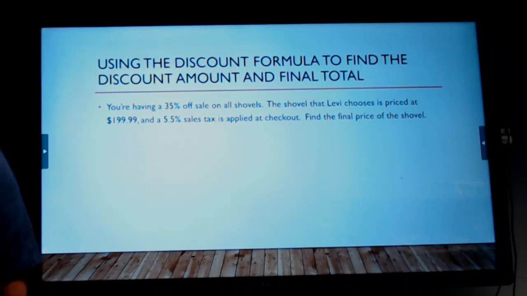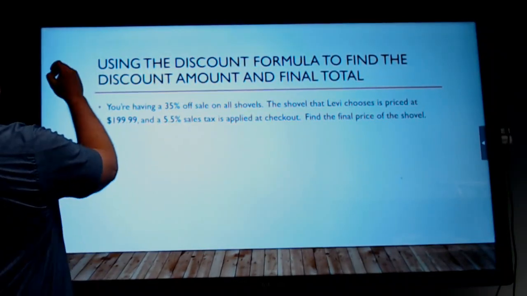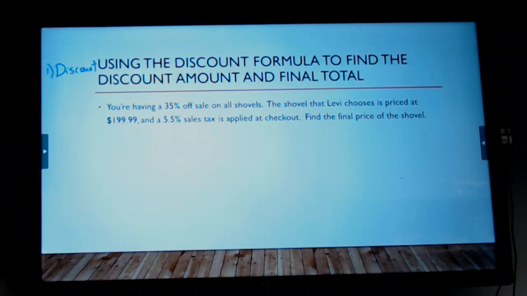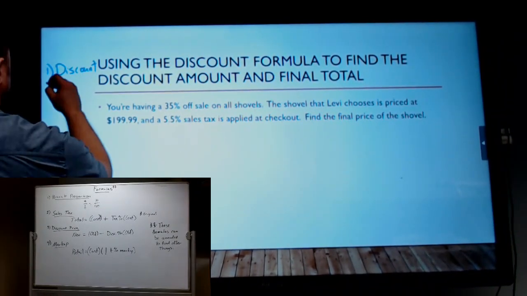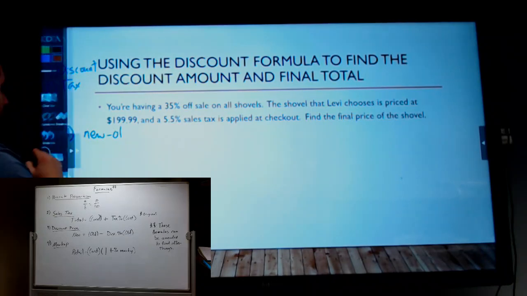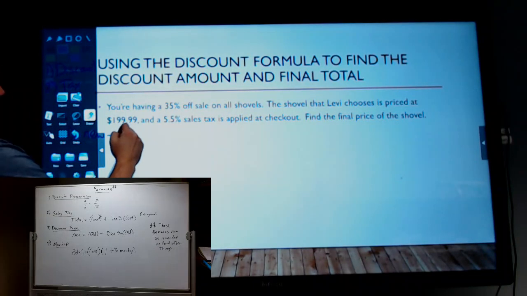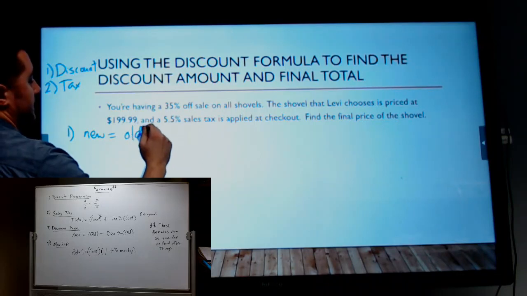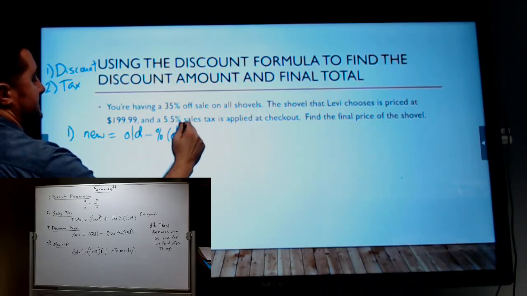Okay, so you got to do two things with this one. The first thing you have to do is discount. The second thing that you have to do is sales tax. So find the discount price and then apply the sales tax to that. All right, so here we go for part one. So new minus, nope, that is not correct. I was doing percent of change, I think. New is equal to old minus the percent of the old price. That's the one.